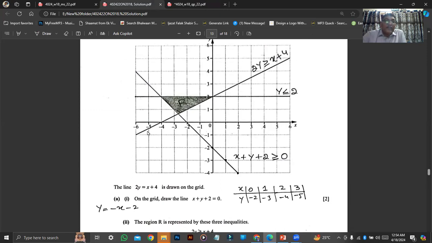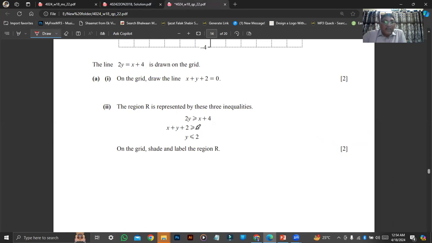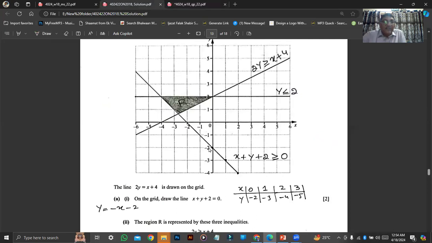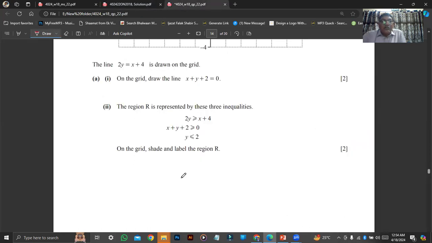So you will have to remain above this line. And in this line, the crocodile's mouth is towards y, so you will have to remain above this line. So you will have to remain above this line also. And then you have this line y equals 2. Here you have the inequality y is less than or equal to 2.